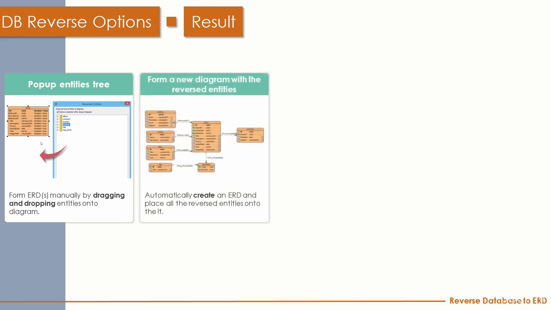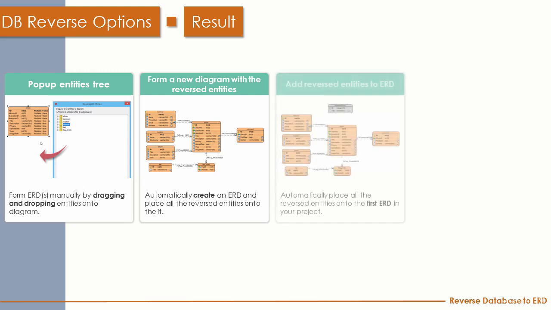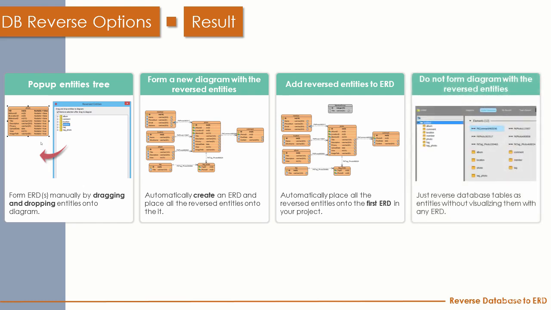The second option is to create a brand new entity relationship diagram and place all the entities we reversed to it. The third option is to reverse the entity into an existing ERD. You need to use it with care, and that may mess up your existing design. But if you're sure that your reverse is just adding some new table into the entity relationship diagram, that's fine. You just do it this way.